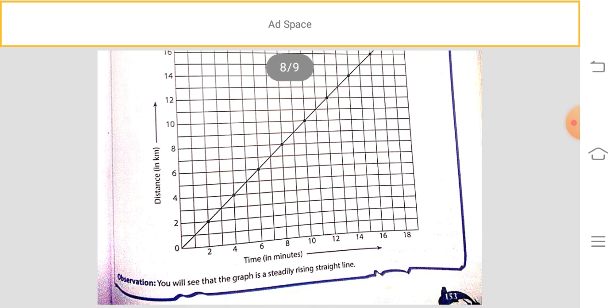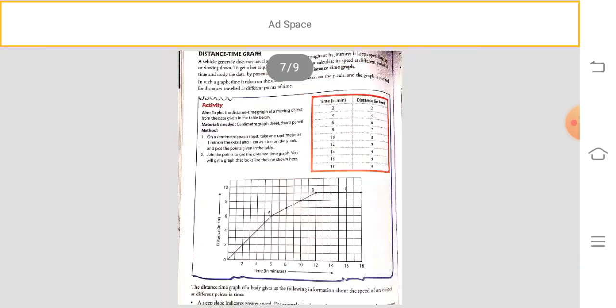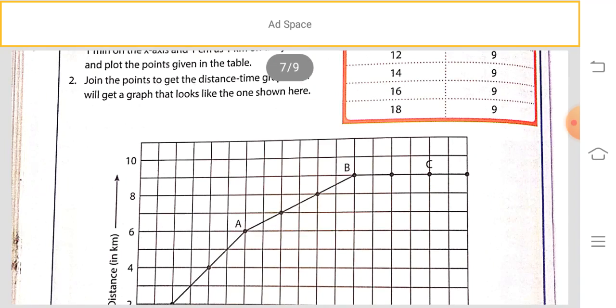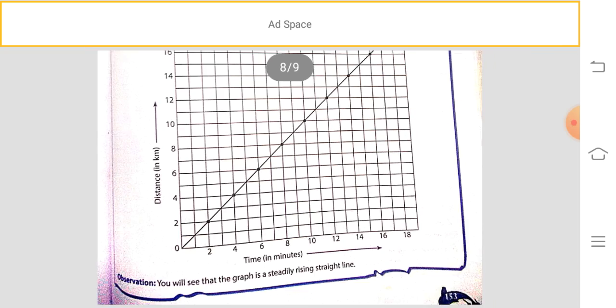For example, here you can see these B and C points. These are flat. That means the vehicle is at rest.